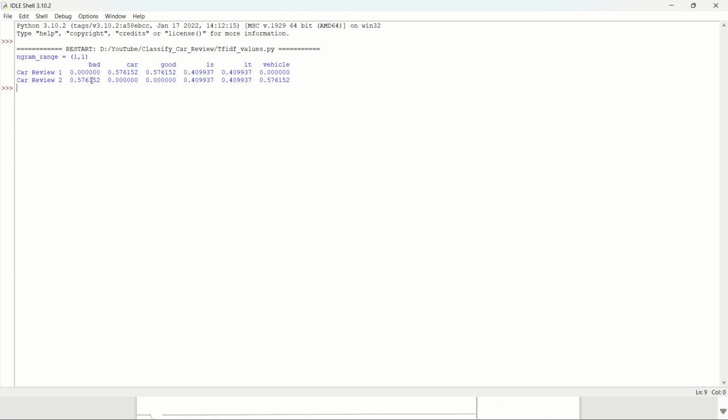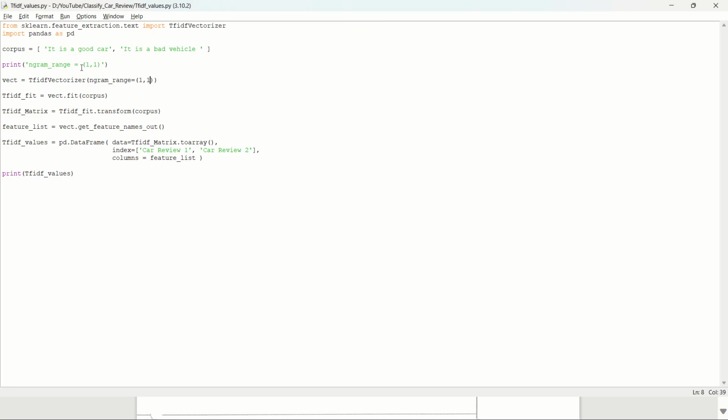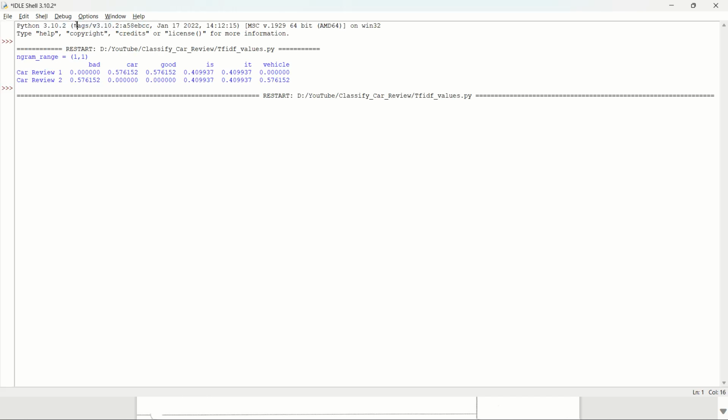So it's not combined. This is much the same as if we ignore the n-gram range parameter, so the output looks the same. Of course it doesn't change. But let's see bigram now. What we do is combine the words. You see here bad vehicle, good car, is bad, is good, it is, etc. It's now combined together and the vectors and importance are calculated. So bad vehicle, is bad, of course, is not present in the first review, so it's considered together.